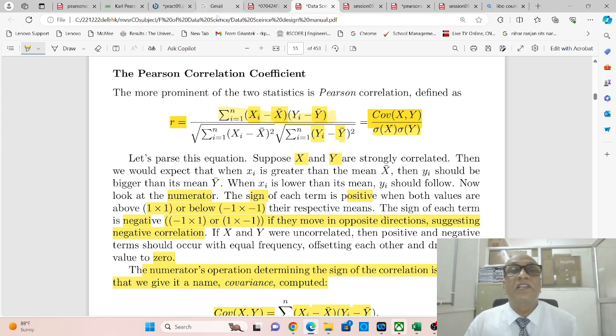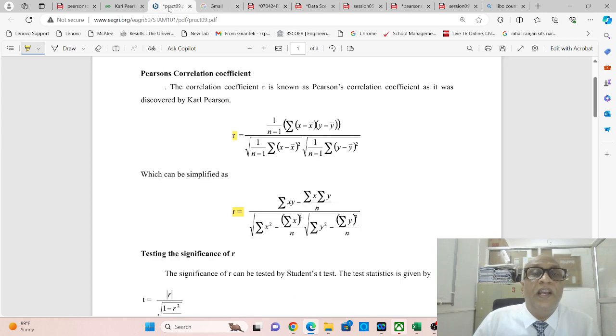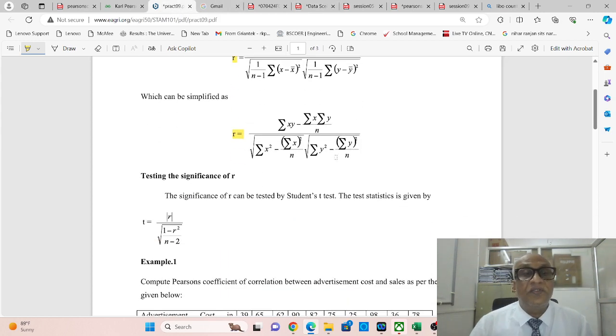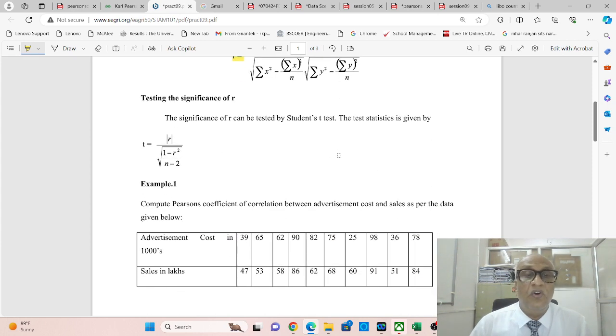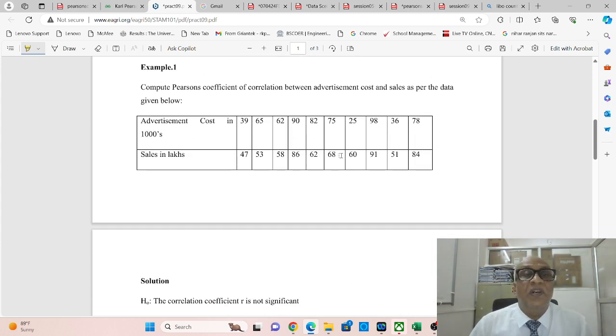Let us look at this example also, which is there in E-Agri. So this is the formula for Pearson's correlation coefficient. He has given an example here. He wants to find the correlation between advertisement cost and sales. This is the advertisement cost in thousands. This is the sales in lakhs. It means, suppose I am spending 39,000, the sales is up to 47 lakhs.